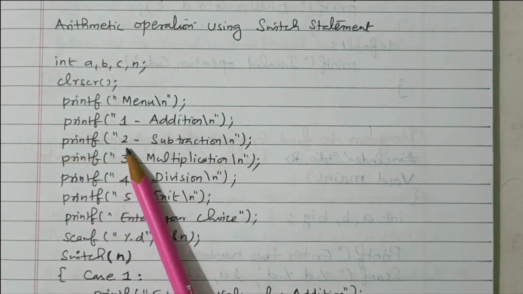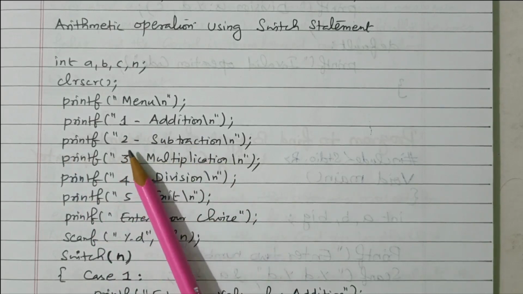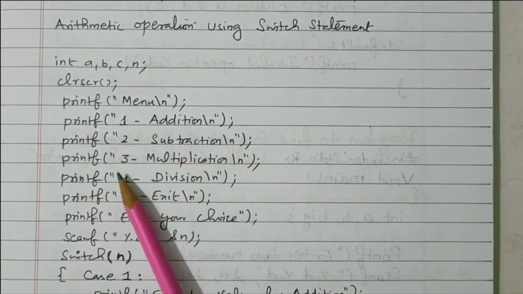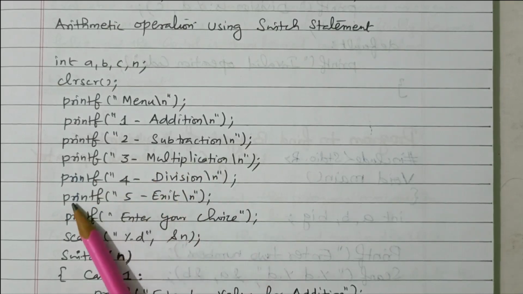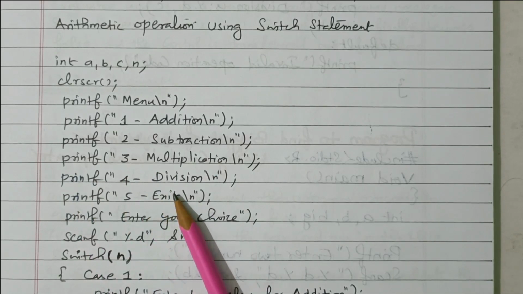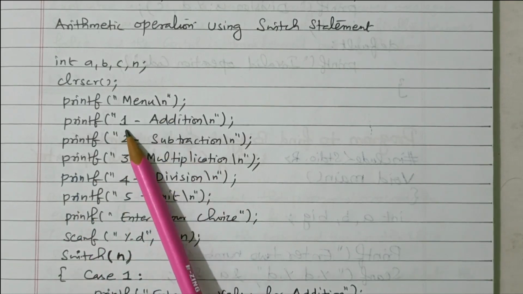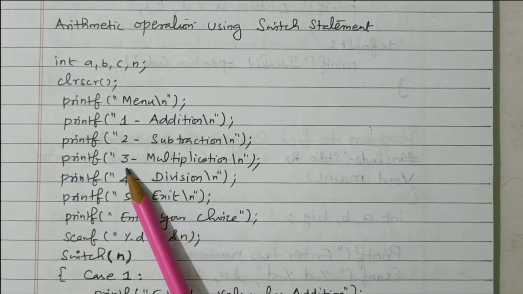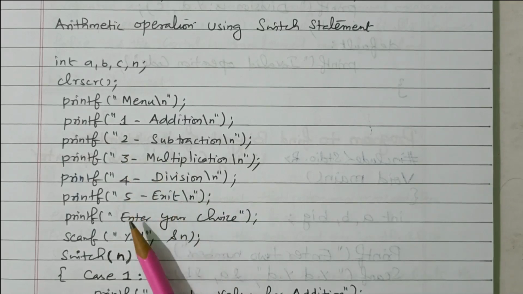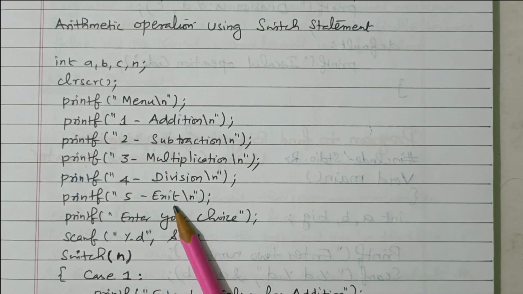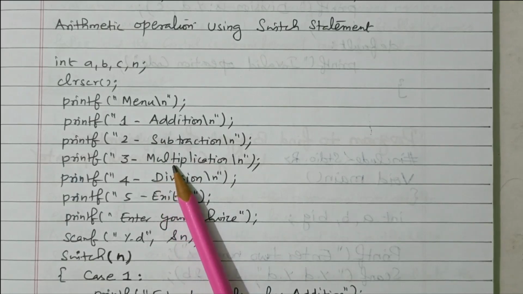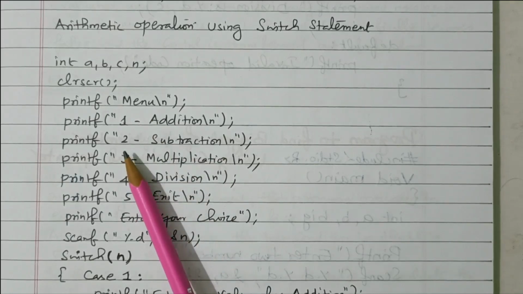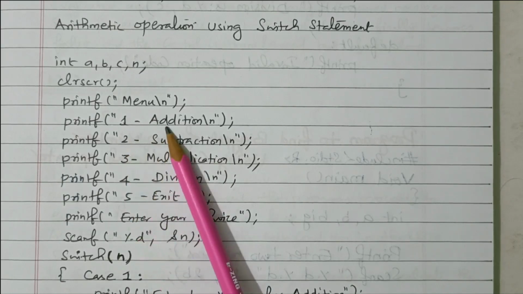Next, printf of 2 subtraction. The number 2 is used for subtraction. Printf of 3 multiplication. Printf of 4 division. Printf of 5 exit. Right. So the full menu is given: 1 for addition, 2 for subtraction, 3 for multiplication, 4 for division, 5 for exit the program. So the user is now able to understand which one to enter. Suppose we want to go for multiplication, we need to enter 3. So the choices are clearly given to the user.